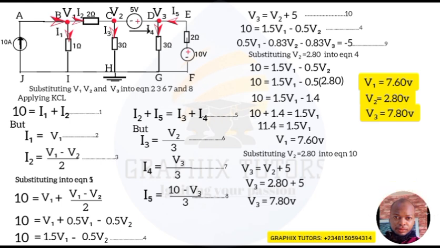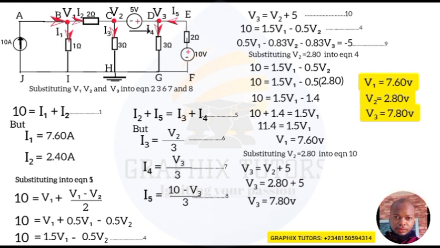For equation 2, we have I1 equals V1, and the value of V1 is 7.6. So I1 is what? 7.6 amperes. Then equation 3, we have the value of I2 to be equal to what? V1 minus V2 all over 2. So if we insert the values, 7.6 minus 2.80 divided by 2, that will give me 4.8 all over 2, and that will give me 2.4 amperes.